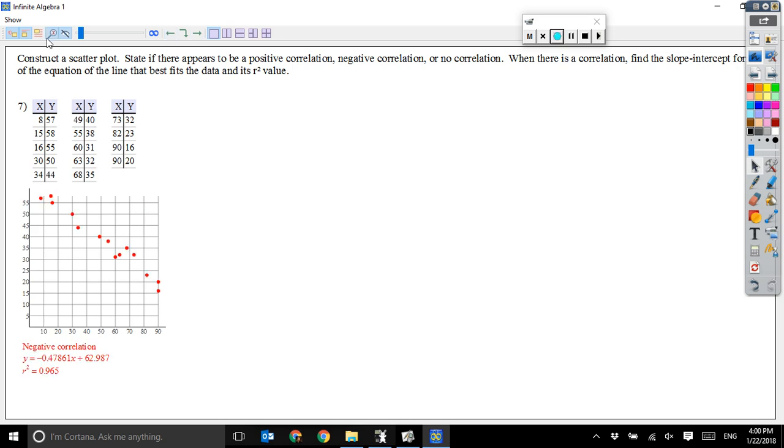Number 7 would be negative correlation. See that my line of best fit would go down. There's my y equals and my r equals. This would be really strong correlation.